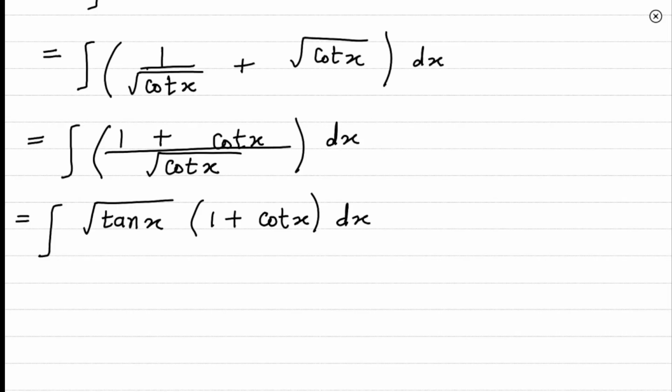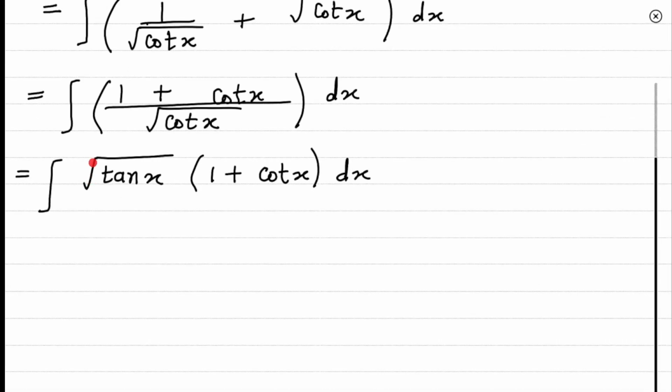Now, in order to simplify this, we'll have to do a u substitution. What this substitution will do is get rid of that square root. In order to get rid of that square root, we put tan x equal to u square, because once you put tan x equal to u square, that square root will get cancelled. So let's do that substitution. Tan x is equal to u square.